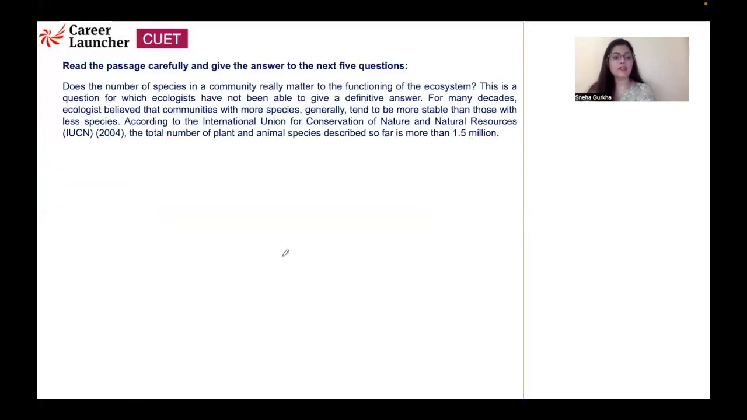Next, read the passage carefully and answer the next 5 questions. Does the number of species in a community really matter to the functioning of the ecosystem? This is a question for which ecologists have not been able to give a definite answer.